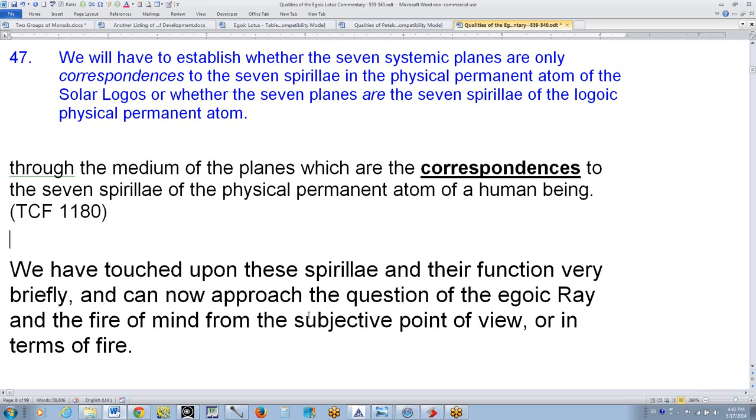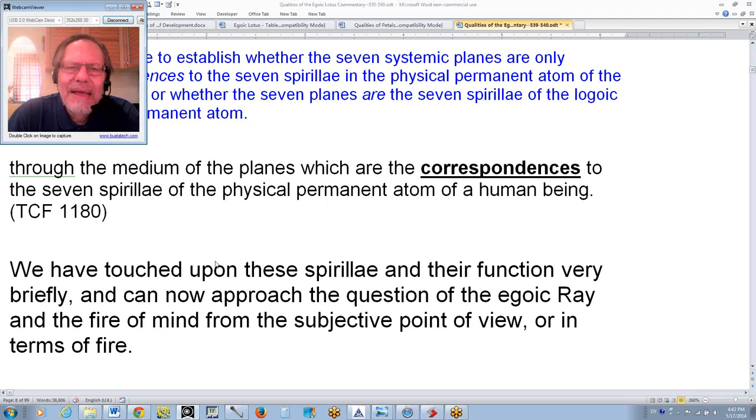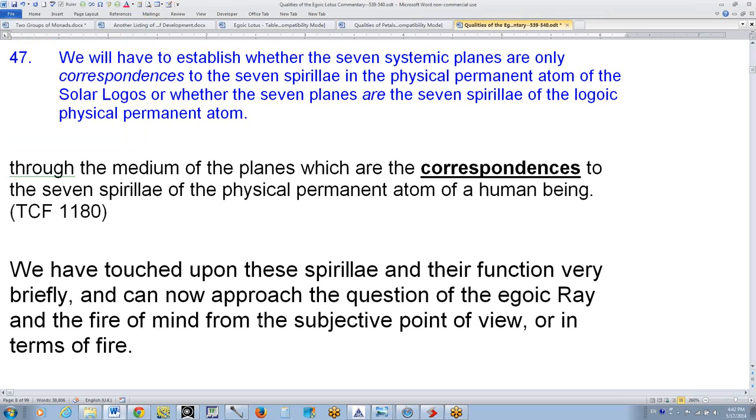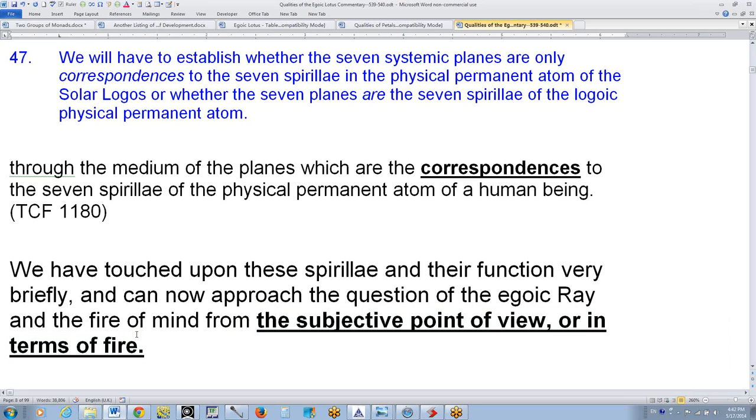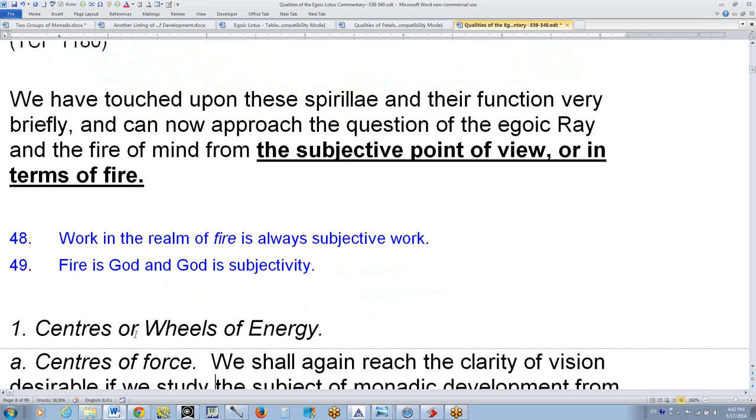So we have touched upon these spirilli and their function very briefly, thank goodness, and can now approach the question of the egoic ray and the fire of mind from the subjective point of view, or in terms of fire. And that's so interesting because basically he's not talking about appearances. He's talking about what these things are like from the inner vision. So if we work in the realm of fire, we are dealing with subjective work. Fire is God and God is subjectivity. Okay.